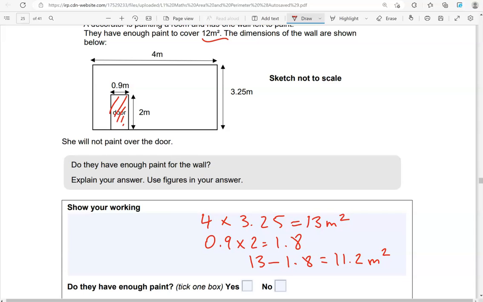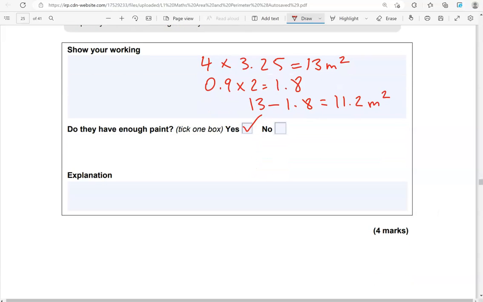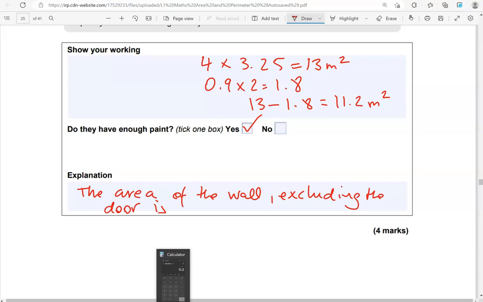Do they have enough paint? We're going to say yes. And the explanation is that the area of the wall excluding the door is less than, or smaller than, 12 square meters.